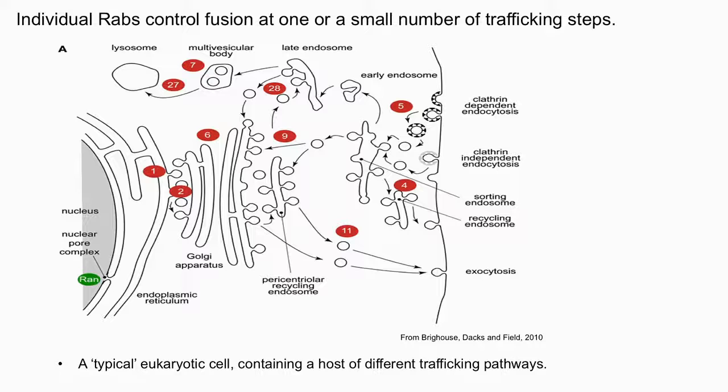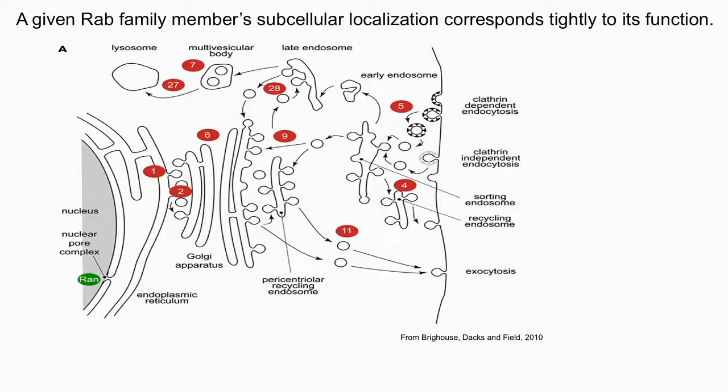As a result, individual Rabs, shown here as red numbers in a prototypical eukaryotic cell, control only one or a small number of trafficking steps. For my purposes, this is really useful because it means that a given Rab gene family member's subcellular localization pattern corresponds really tightly to its function. So when a Rab or a Rab duplicate or paralog changes function, its subcellular localization will probably also change.